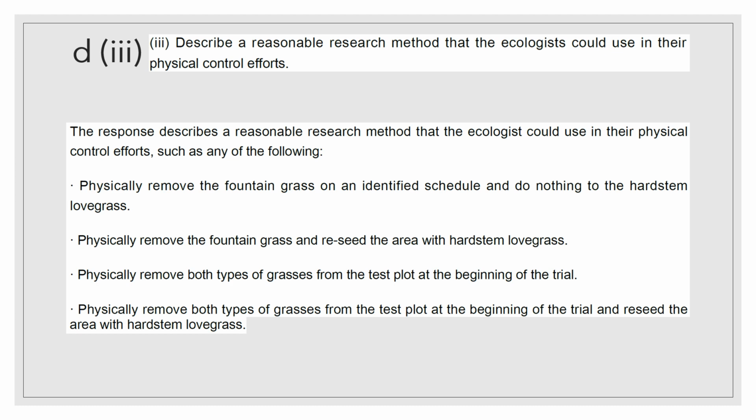Number 3, describe a reasonable research method that the ecologists could use in their physical control efforts. So this is sort of very, very similar, but a very, very limited experimental design. So we want to create a good testing area. So we would want to remove both types of grasses from the test plot at the beginning of the trial and reseed the area with hardstem lovegrass to see what happens as the trials commence. So we want to clear it out, plant some of the hardstem lovegrass, and see if they actually grow.